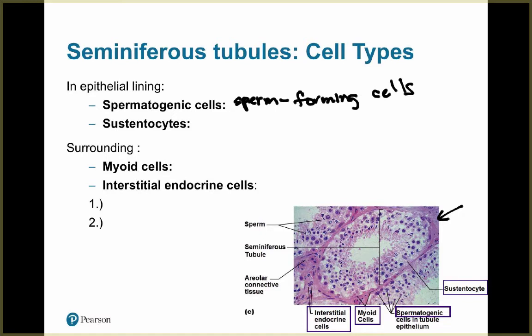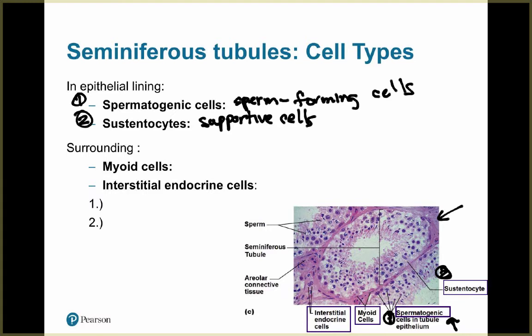And so you can see those right here. The next one we're going to talk about is the sustentocytes, and you can think they help to sustain the cells there. So these are supportive cells. Let me put this as 1 and 2. So this is 1 and this is 2 here. You can see them up there.